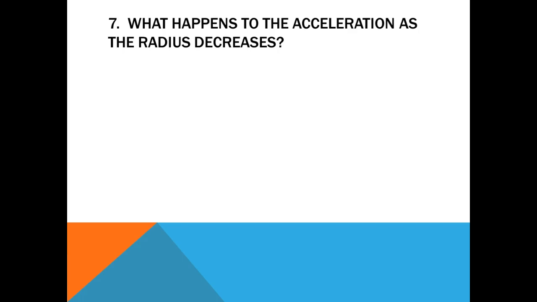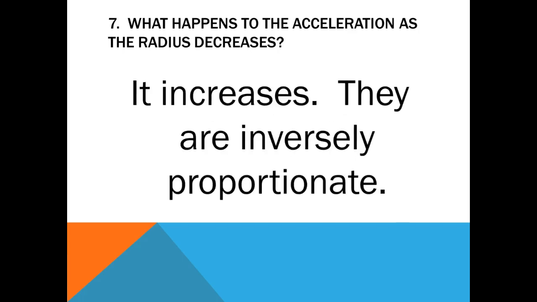What happens to the acceleration as the radius decreases? We started to see that it increases. They are inversely proportional. So as the acceleration goes down, the radius increases. As the radius decreases, the acceleration increases.